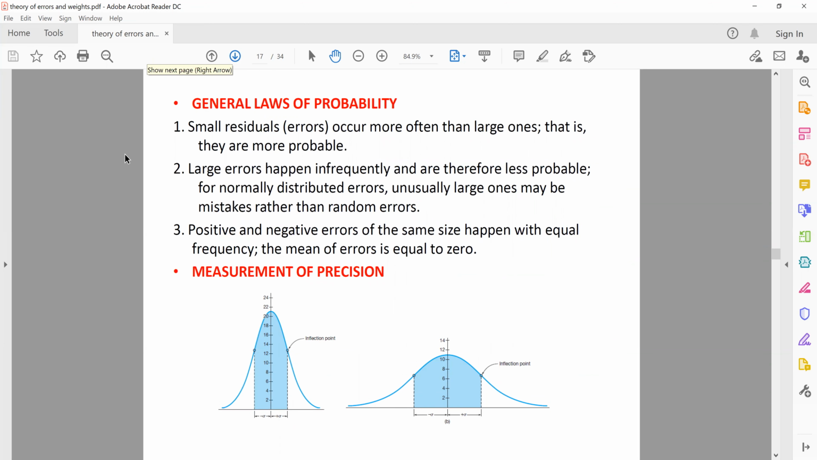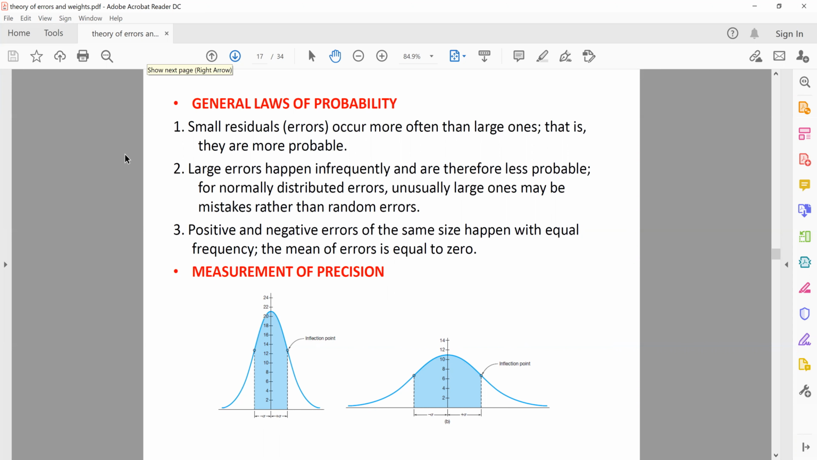So these are the laws of probability: small residuals, errors, or observations which have little difference from the most probable value, the probability of their occurrence is more, and the probability of occurrence of large errors is smaller. So large errors happen infrequently and are therefore less probable. And for normally distributed errors, unusually large ones may be mistakes rather than random errors.